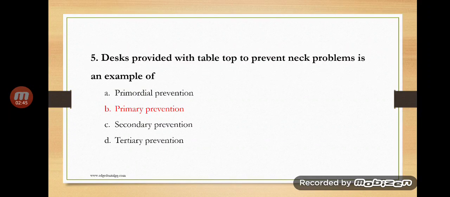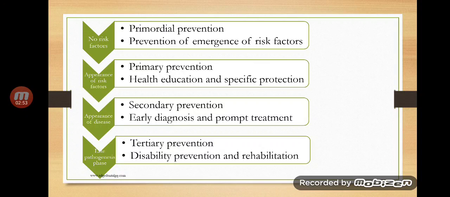Coming to the last question, desks provided with tabletop to prevent neck problems is an example of. The correct answer is primary prevention. Looking for more details, look at this table. Primordial prevention is nothing but when there are no risk factors, that is, complete prevention is done with no emergence of risk factors. This is very difficult to achieve, the example being no availability of tobacco in the entire world.